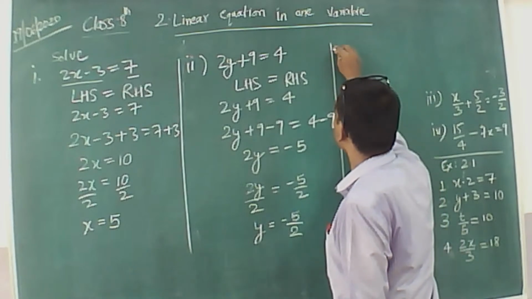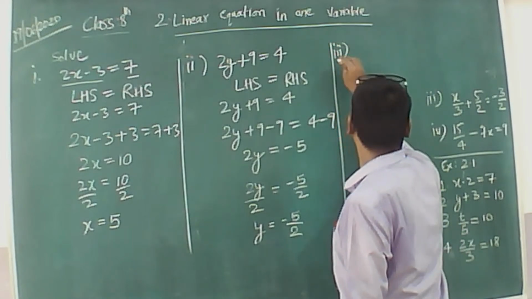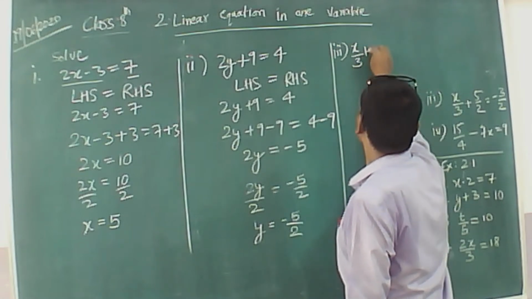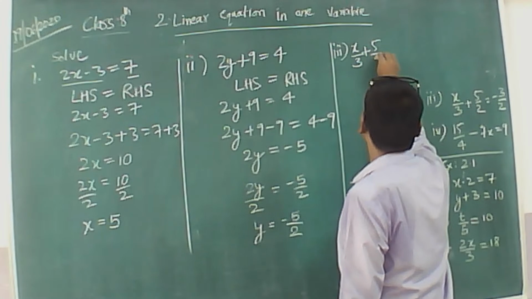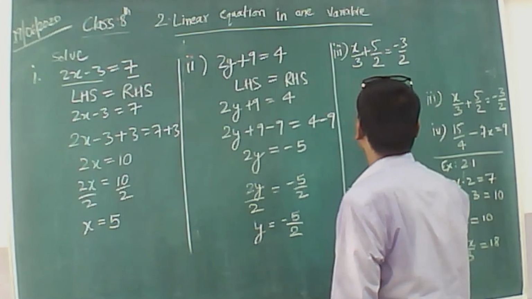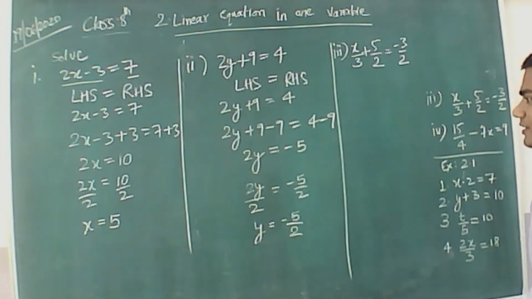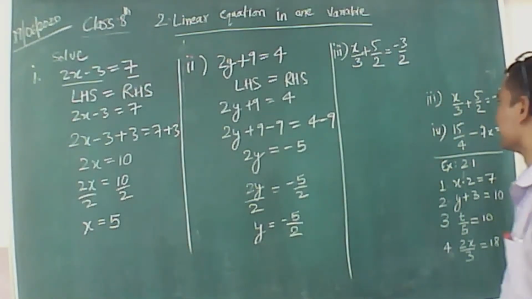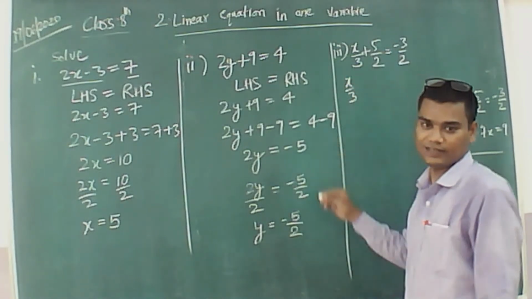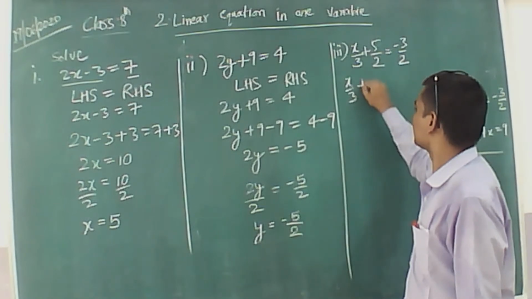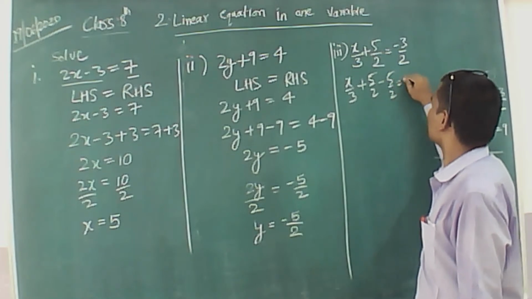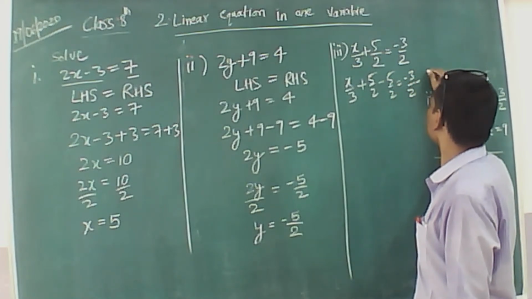x by 3 plus 5 by 2 is equals to minus 3 by 2. So first I am going to subtract 5 by 2 from both the sides. So then the equation will become x by 3 plus 5 by 2 minus 5 by 2 is equals to minus 3 by 2 minus 5 by 2.